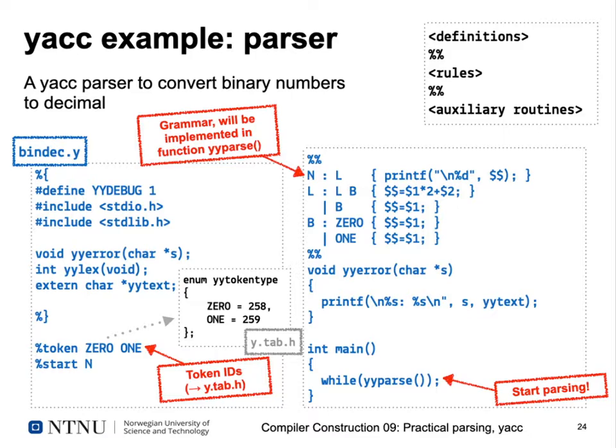So for a real compiler, of course, we would like to have additional functionality like opening a file and closing a file and reading stuff from a file, obviously. Here, yyparse, this parser is by default reading from standard input, so just input from your keyboard.